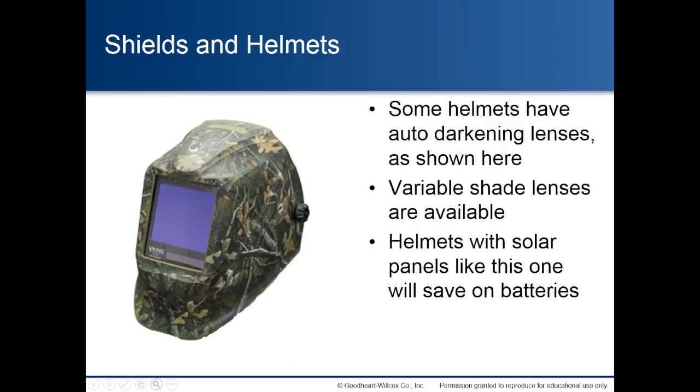Shields and helmets. Some helmets have auto-darkening lenses, as shown here. Variable shade lenses are also available. Helmets with solar panels like this one will save on batteries. There are also many different paint schemes on helmets and different types of helmets.